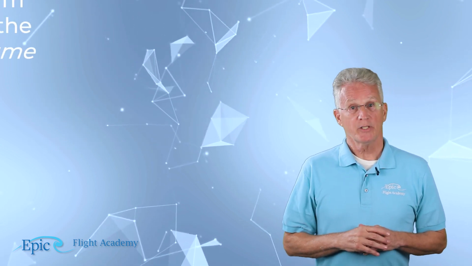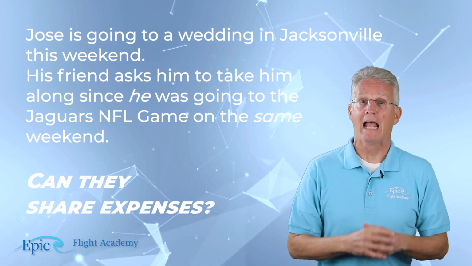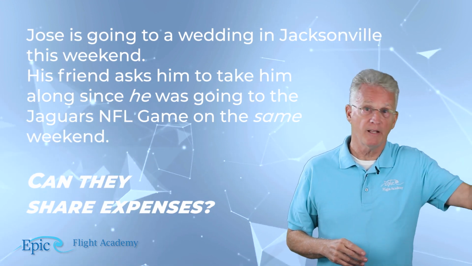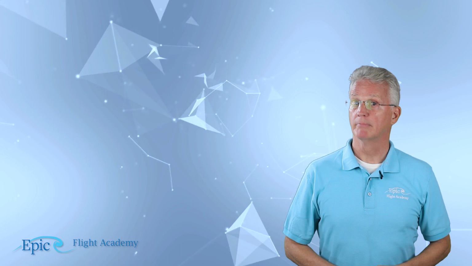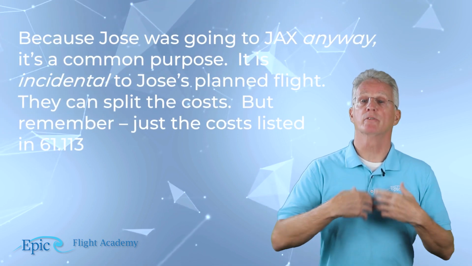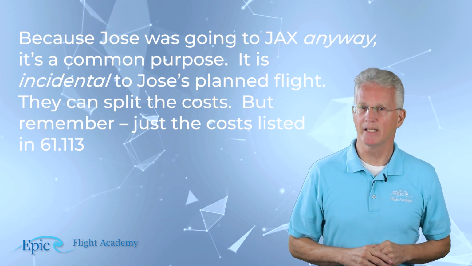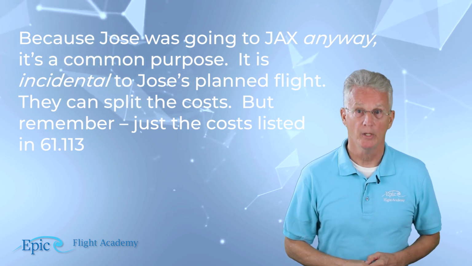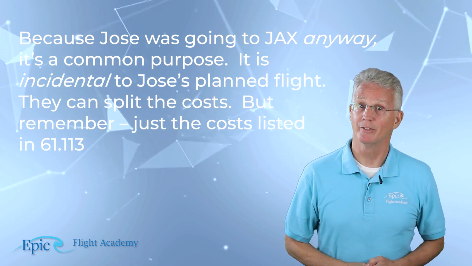Now, let's say that Jose is going to a wedding in Jacksonville this weekend. His friend asks him to take him along since he was going to the Jaguars NFL game on the same weekend. Can they share expenses? Yes. Why? Because Jose was going to Jacksonville anyway. It's a common purpose. It is incidental to Jose's planned flight. They can split the costs, but remember, just the costs listed in 61.113.